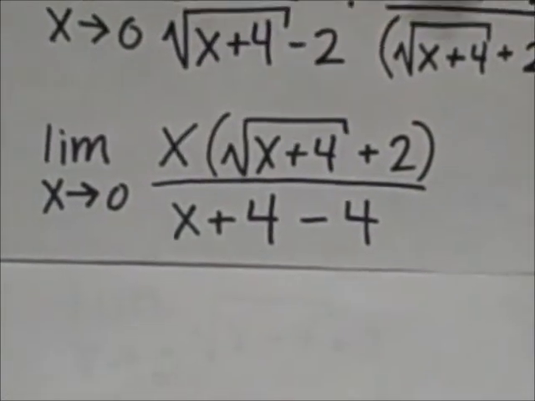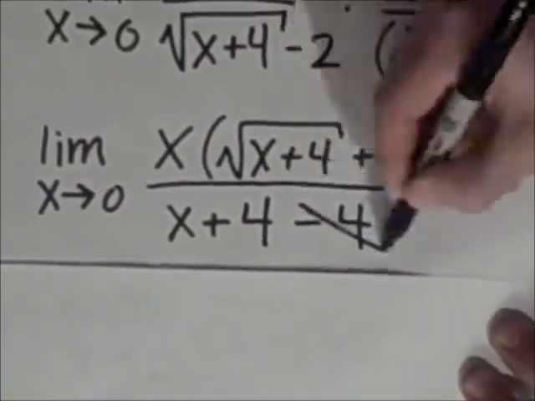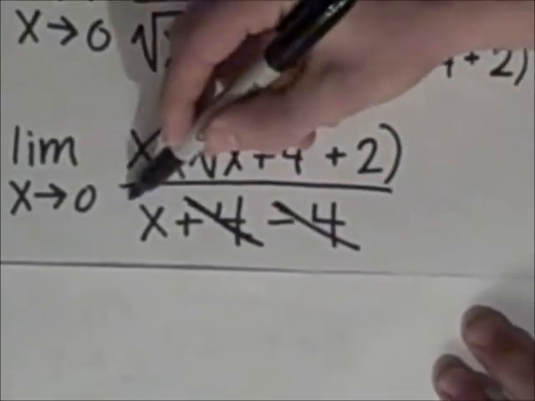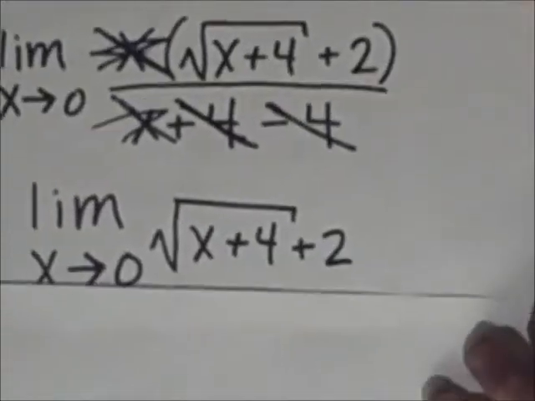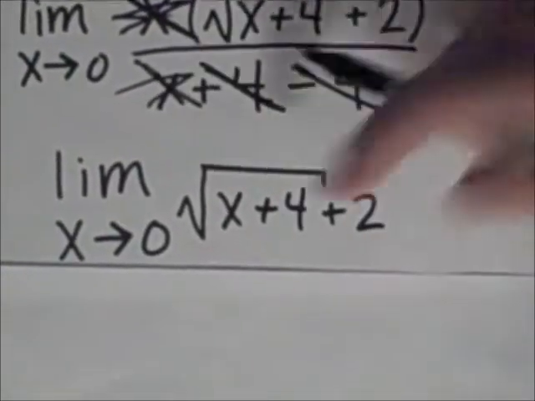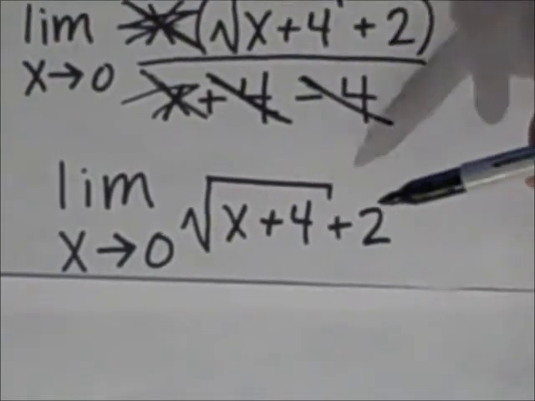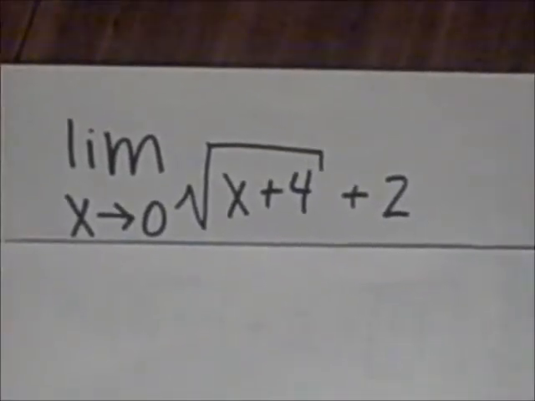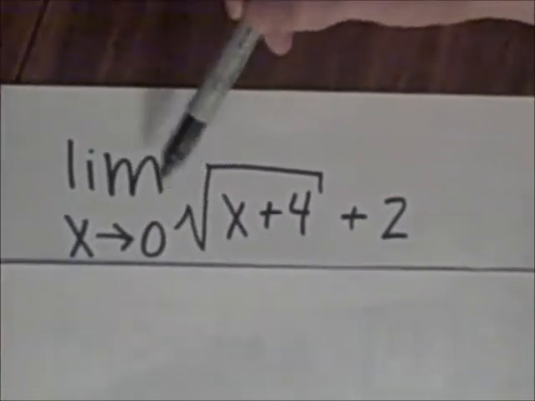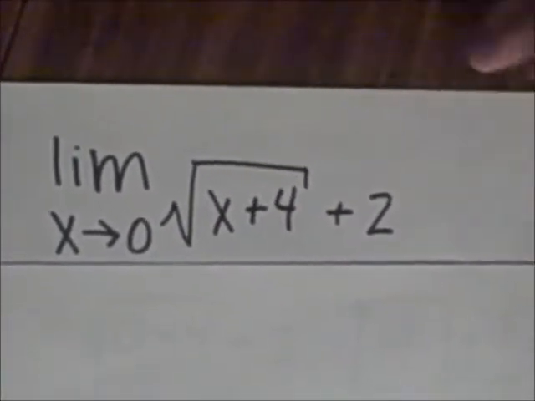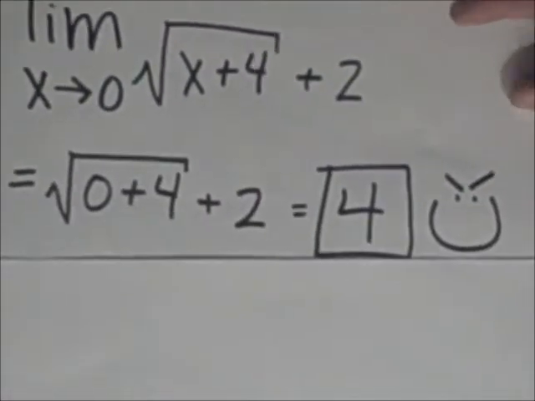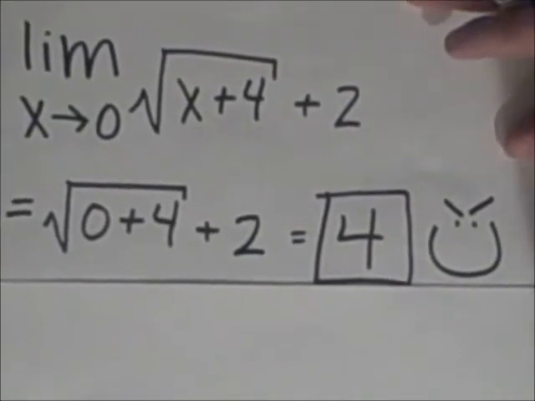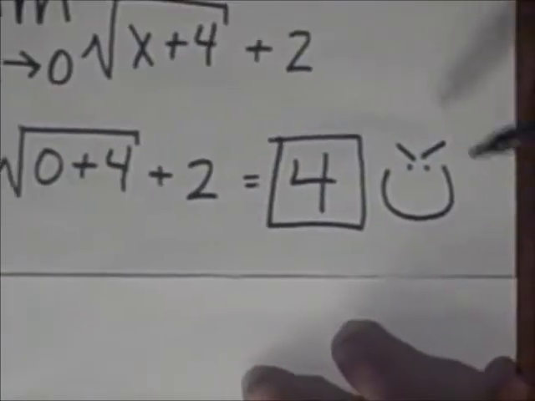We are just left with these terms, which, these 4's cancel, and the x's cancel, and we are left with, as x approaches 0, the limit of the square root of x plus 4 plus 2. So again, we have our problem: as x approaches 0, the limit of the square root of x plus 4 plus 2. We use direct substitution, and as we plug in 0 for anywhere there's an x, we get 4, which is good, because that's the answer.